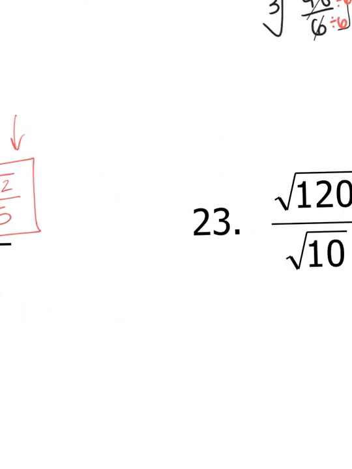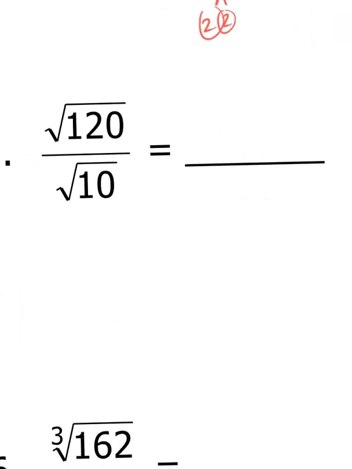All right, let's try this one. These ones are separated, and I think that they will be beneficial if we put them together. I've got 120 over 10, all under one giant square root. And the reason why I did that is because, guys, what's 120 divided by 10? Well, it's just 12. So this is really just the square root of 12 in disguise.